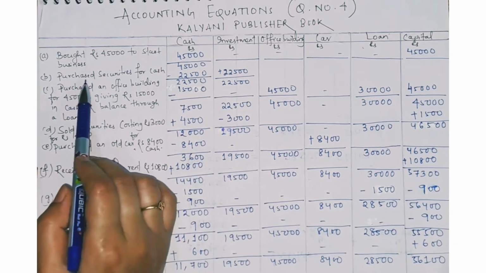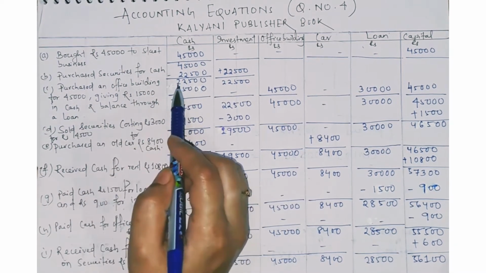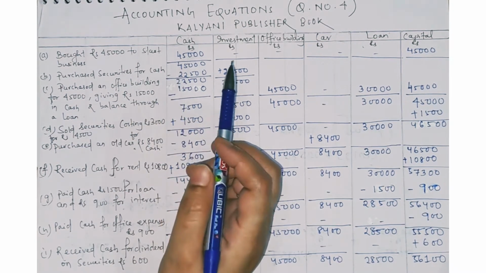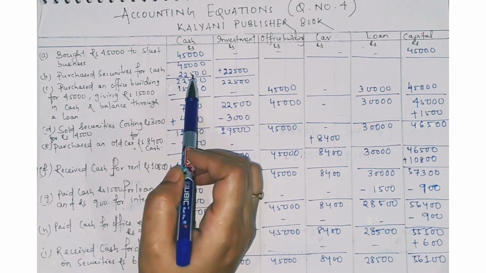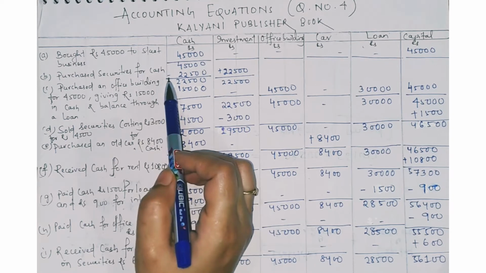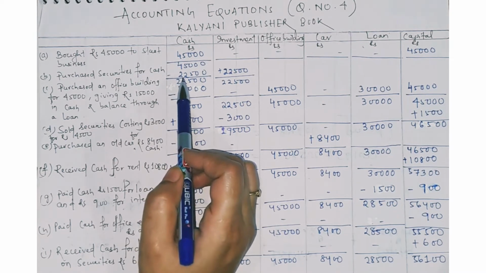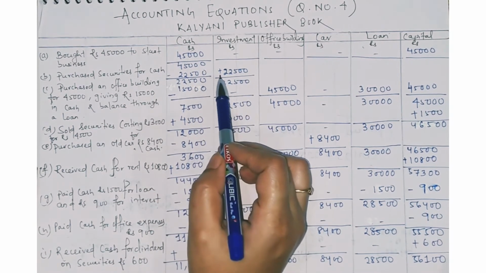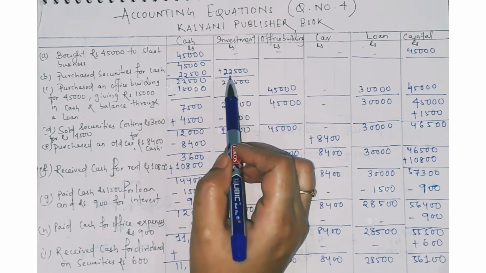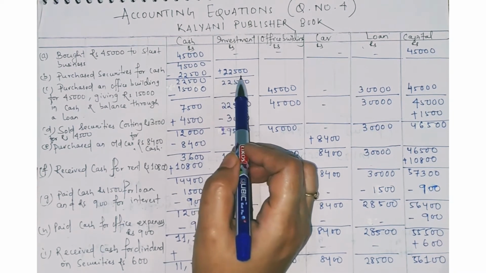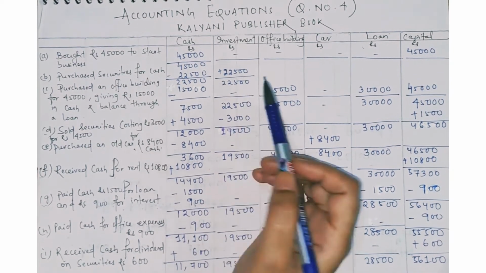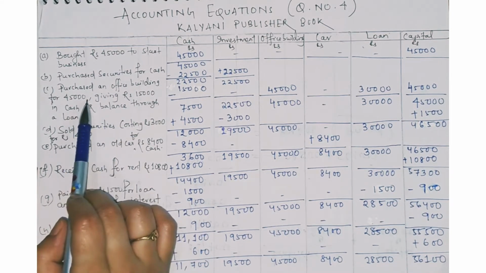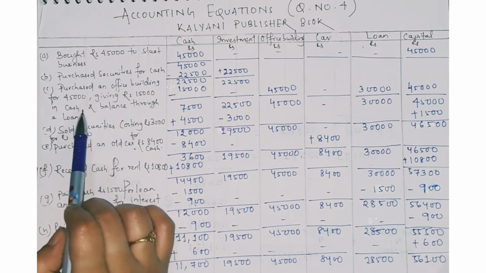Okay, now next is purchase securities for cash. So here we have purchased securities, means we have made investment in shares. Okay, so here cash goes out of the business as you have purchased the shares in cash. So rupees 22,500 is deducted from cash, and investment is shown as rupees 22,500 because we have purchased share of rupees 22,500.